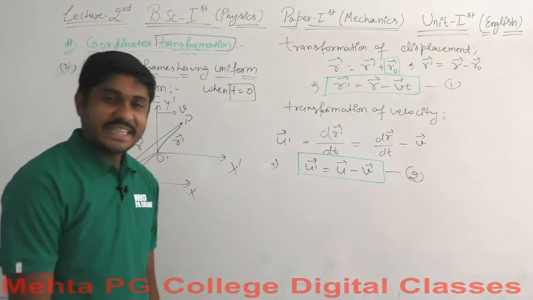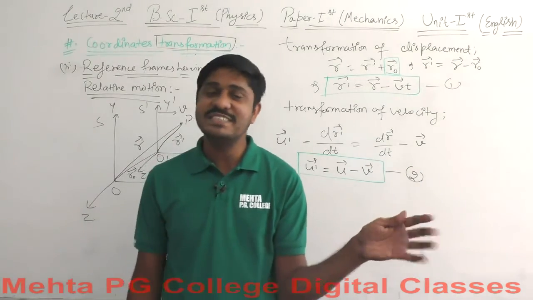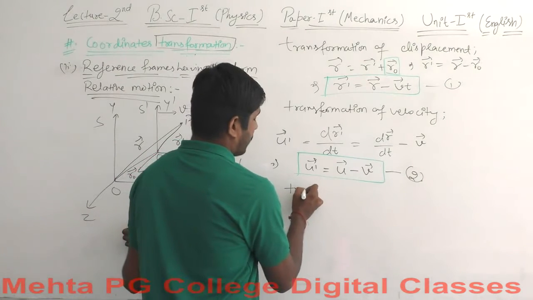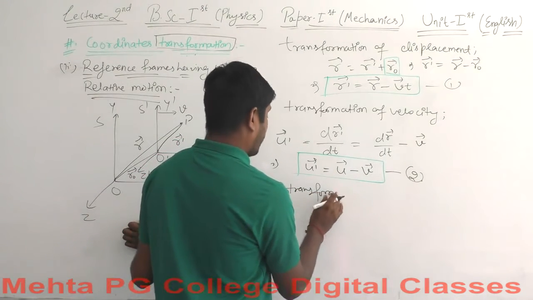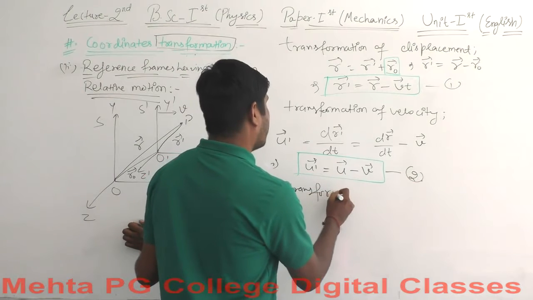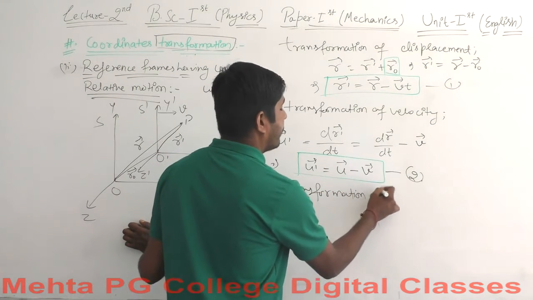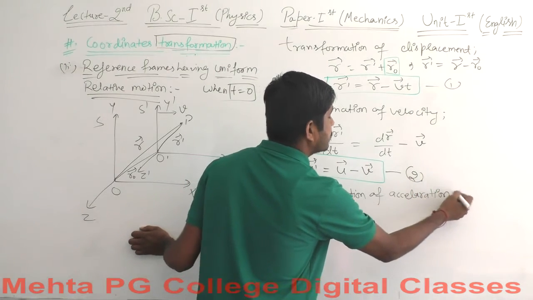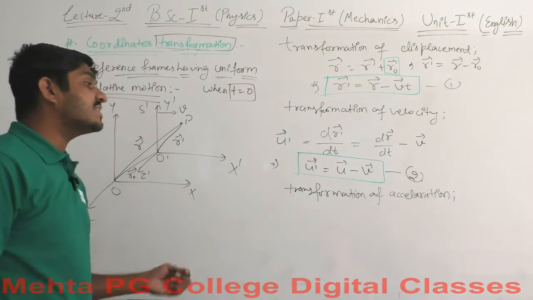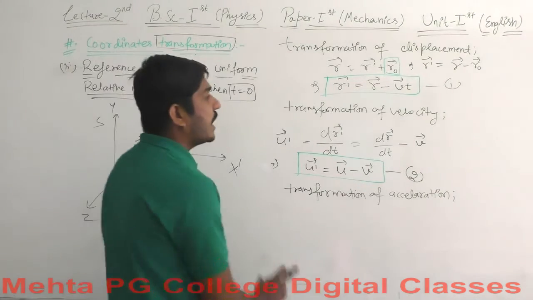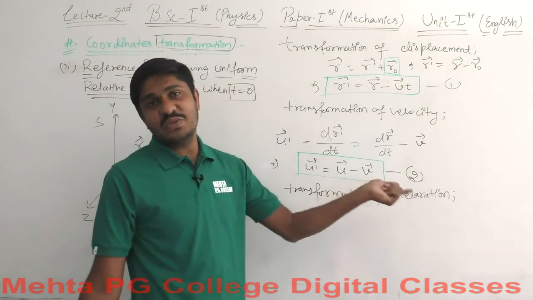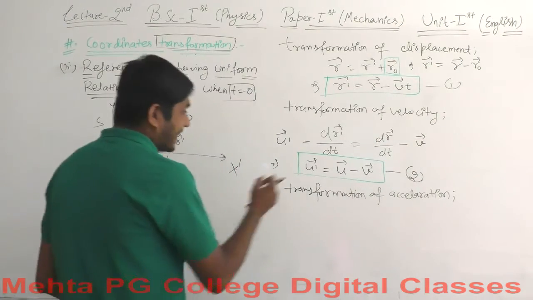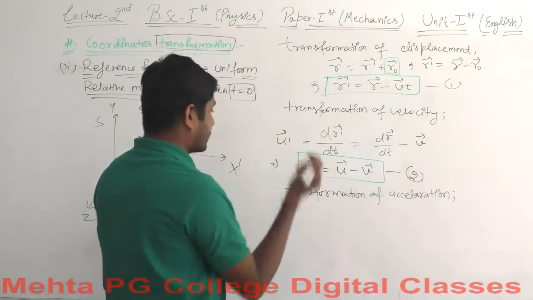Now what remains is the transformation of acceleration. The only thing remaining is the transformation of acceleration. We will transform acceleration here. So we will differentiate equation 2 with respect to time t again, and then we will find the acceleration here.